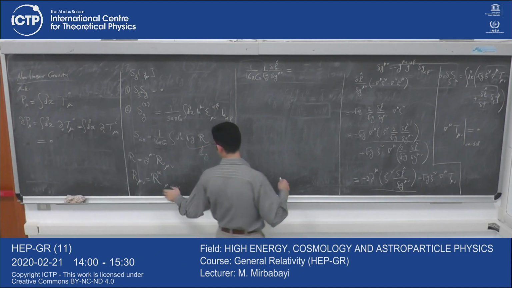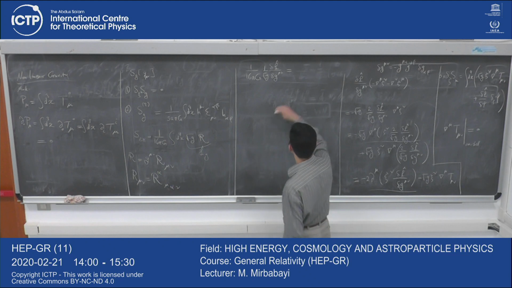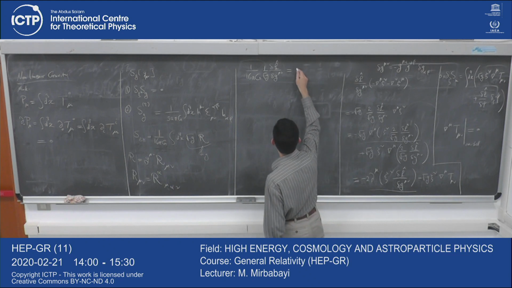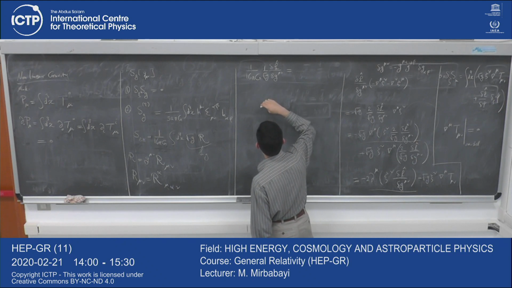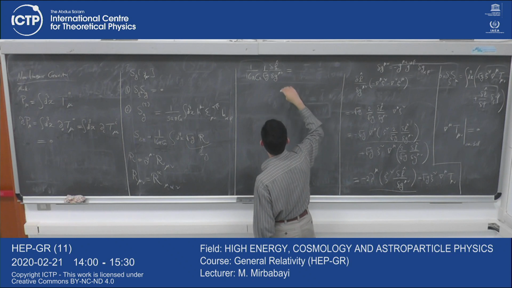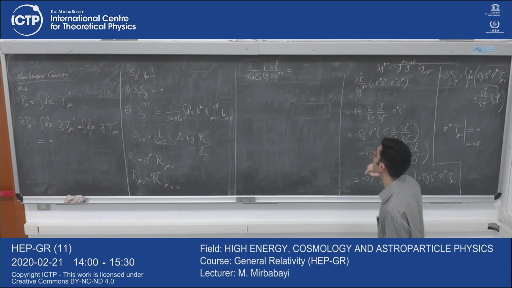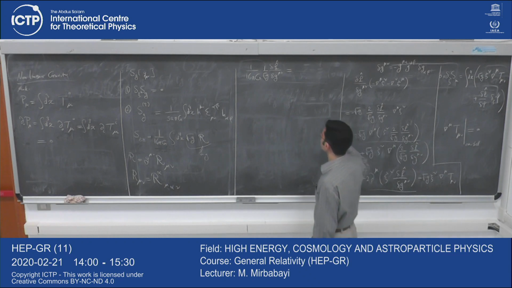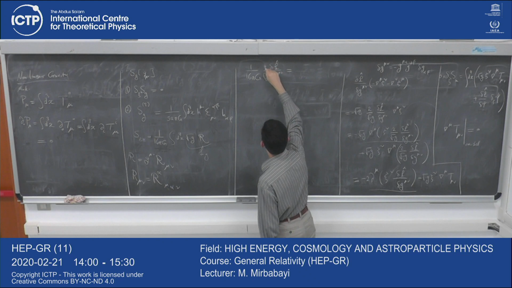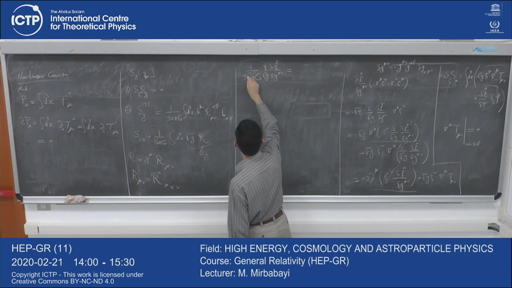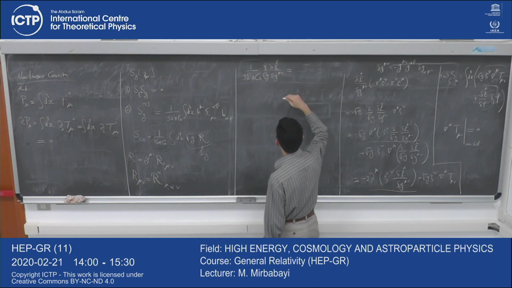Now, when we do this variation of this action, what we get is something that is called the... sorry, let me do. So let me put 2 here, and this will convert to 2 pi G.